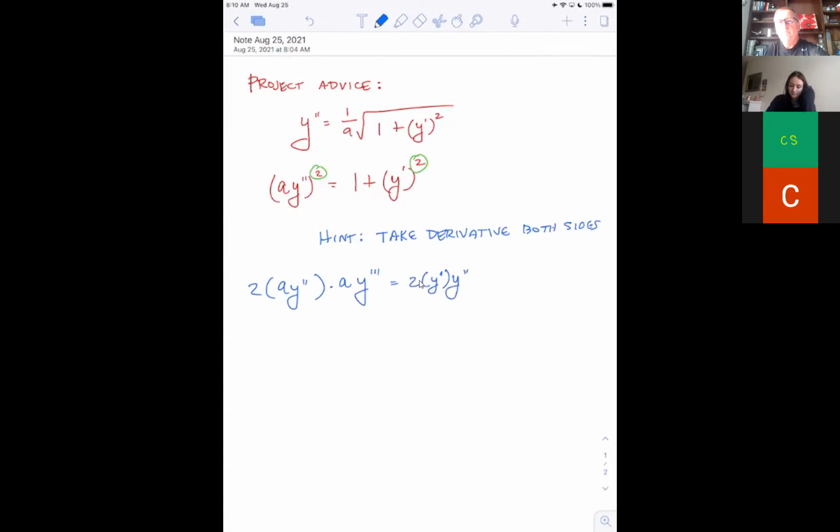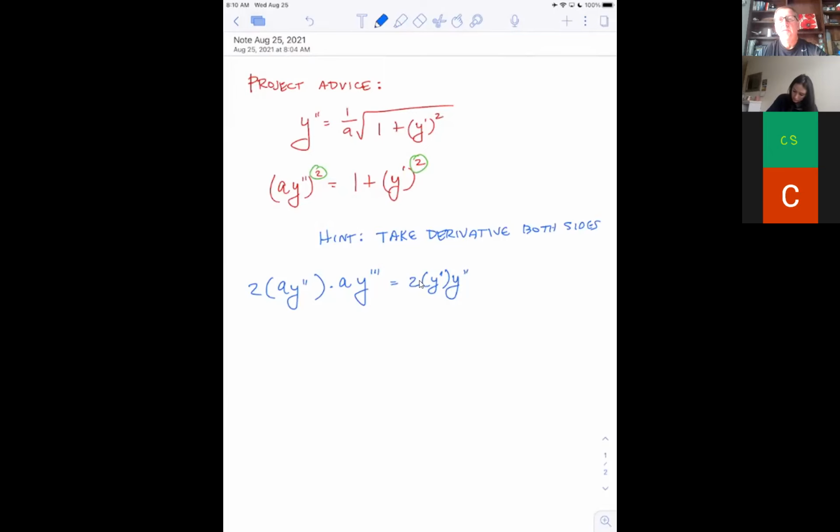But now you can do algebra. Y double prime is an animal, y triple prime is an animal. You can do the same thing to both sides. You can add them to both sides. You can multiply them to both sides. You can divide them. This will get you out of the weeds. So there's my hint.